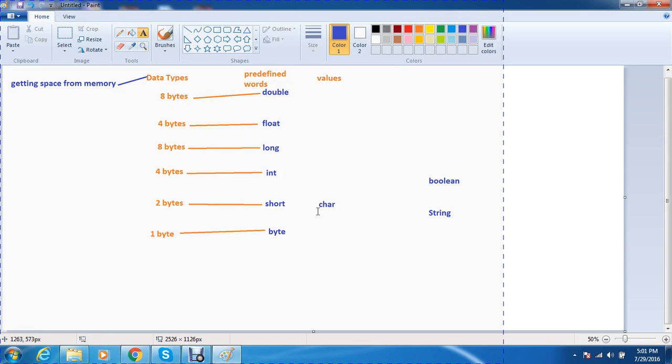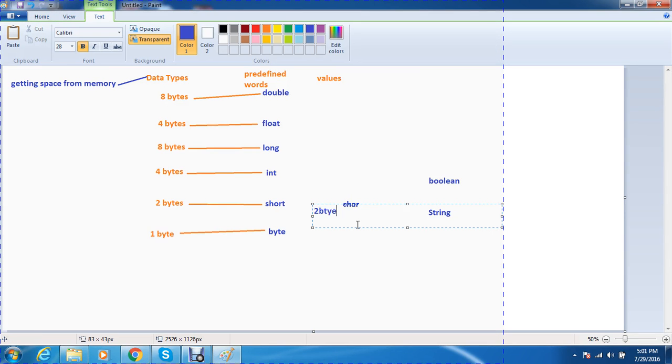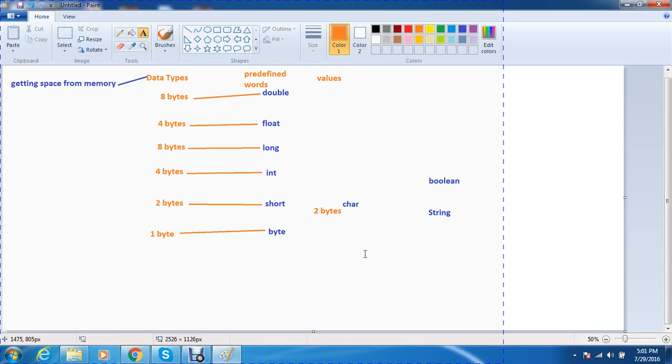Now, how much space does our char data type get? Simple, observe. It gets 2 bytes of space from the memory. The char data type gets 2 bytes of memory.